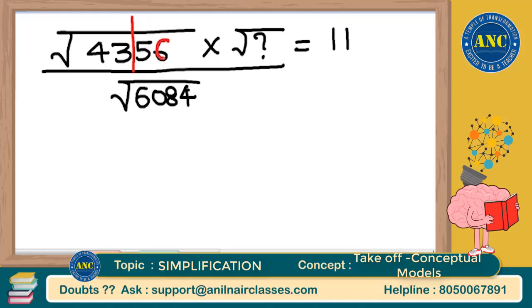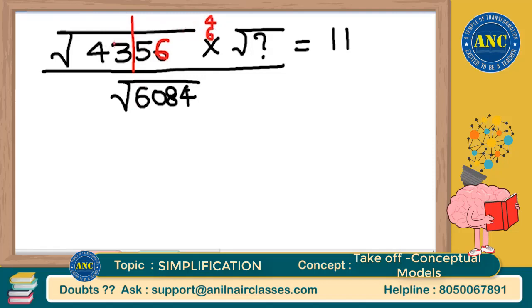It is ending with 6. If it is ending with 6, the answer should end with either 4, because 4 square will end with 6, or 6, because 6 square will end with 6. That is the first statement, right? The answer should end with 4 or 6.